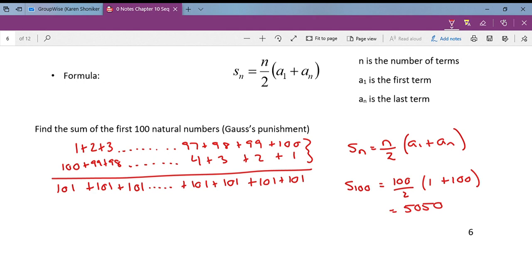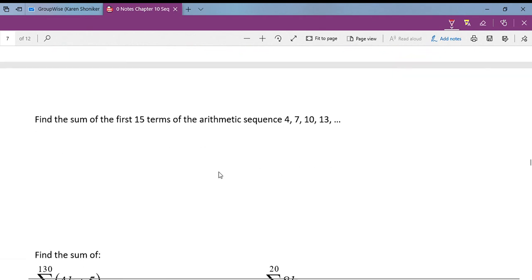And so what we have to do is say, okay, well, if I'm going to add the first number to the last number, then I'm going to times that by the number of terms there are divided by 2. And then that works out to finding the sum of any arithmetic series. So this becomes a formula that we can use to find the sum.